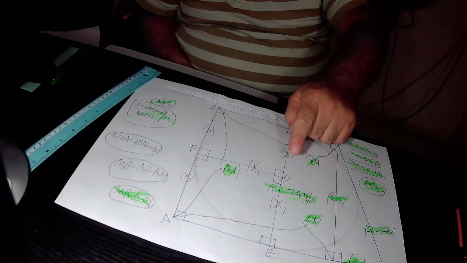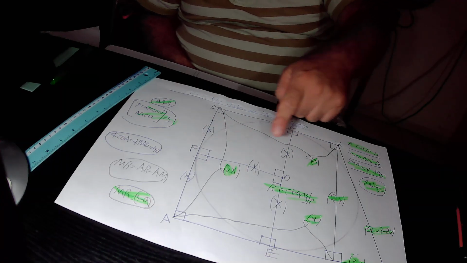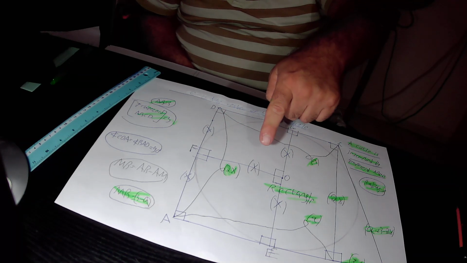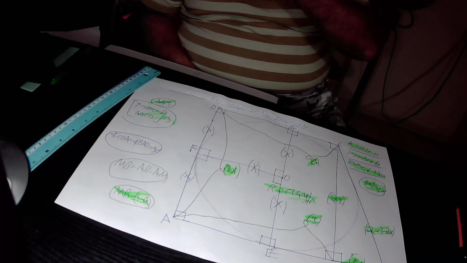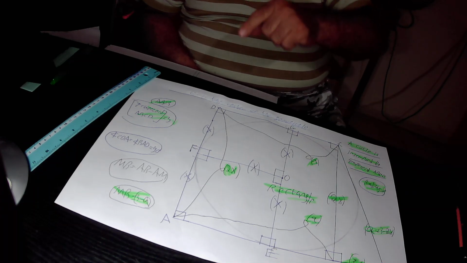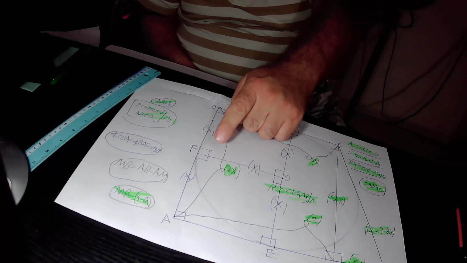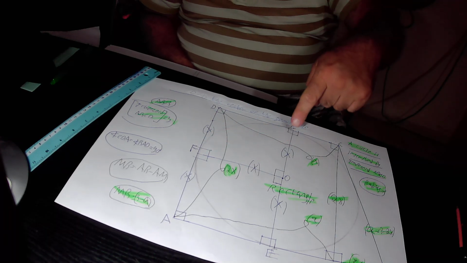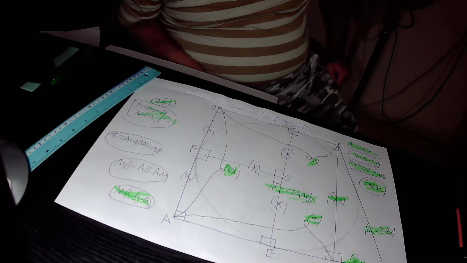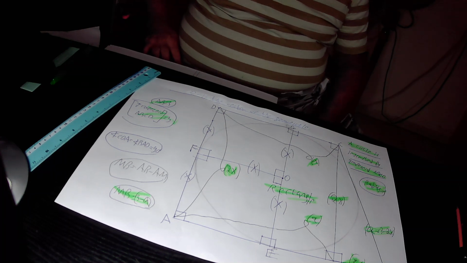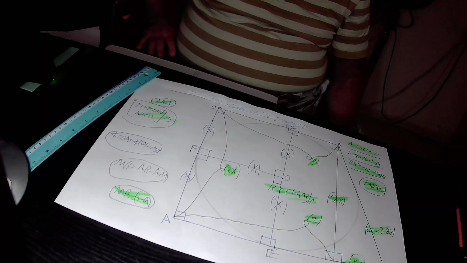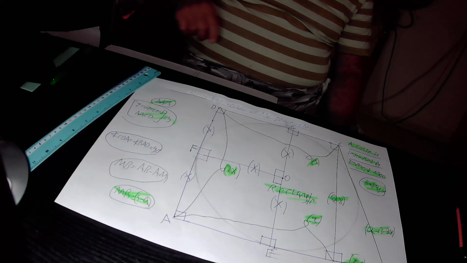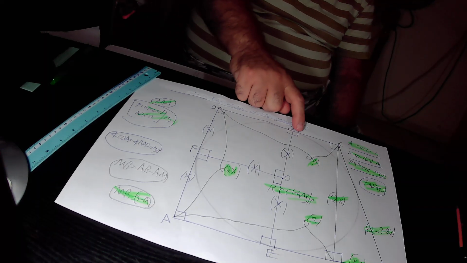Likewise, we join points O and F together by straight line. OF is the radius of this circle, that is equal to X. According to rule 1, this angle equals 90 degrees, and this angle also equals 90 degrees. Likewise, we join points O and G together by straight line. OG is the radius of this circle, that is equal to X. And according to rule 1, this angle equals 90 degrees, and this angle also equals 90 degrees.